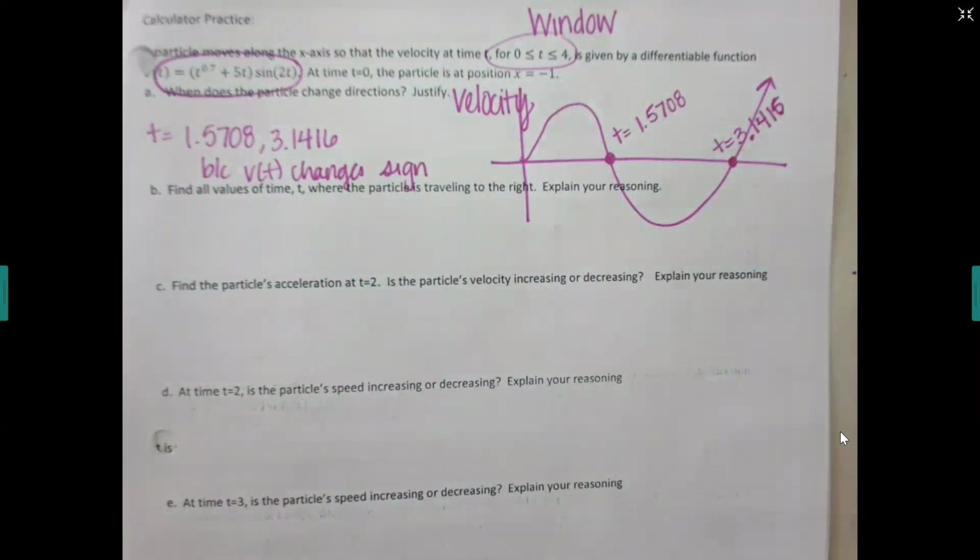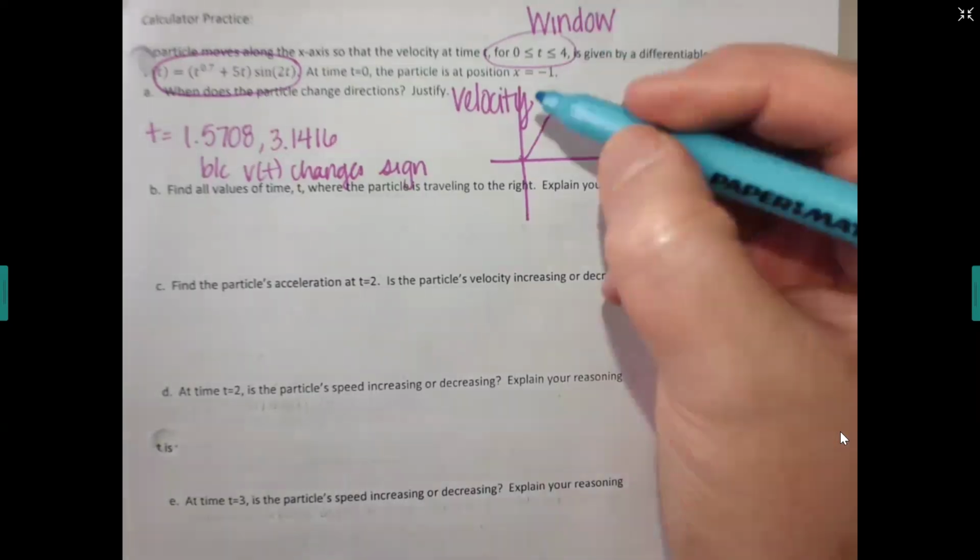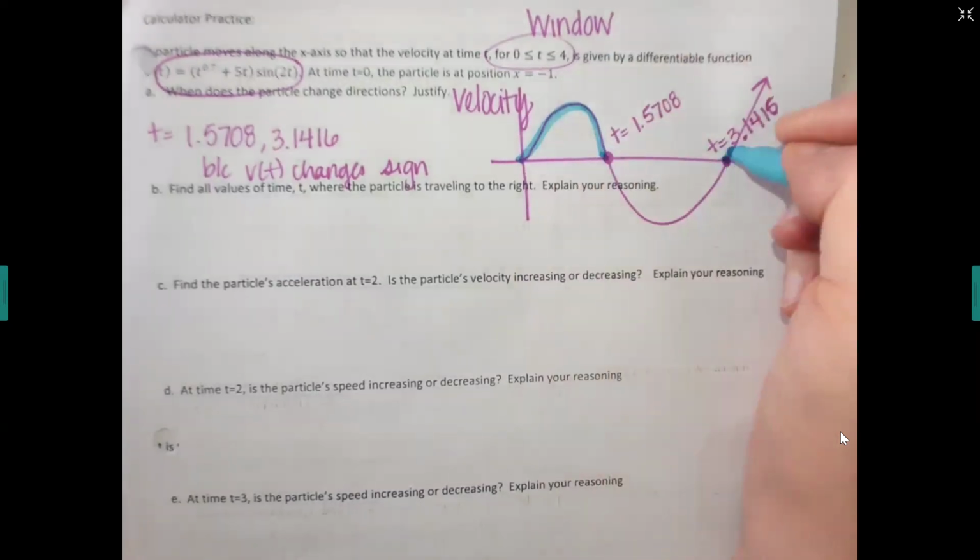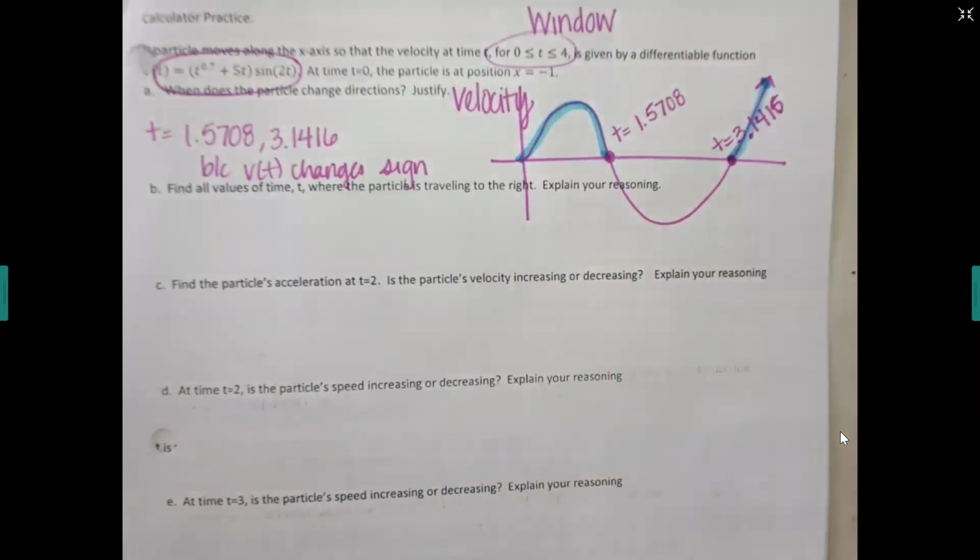Because v of t changes sign. You could also say because v of t passes through the x-axis. That's fine if you like that. Okay, part B. When would my particle be traveling to the right? When it's above the x-axis, which would be here to here and here to here. So write those intervals down.